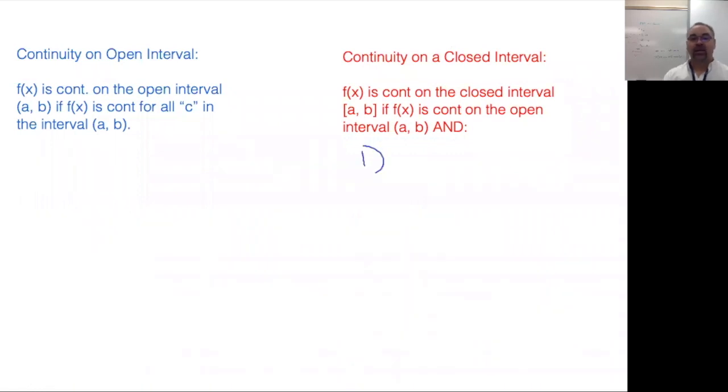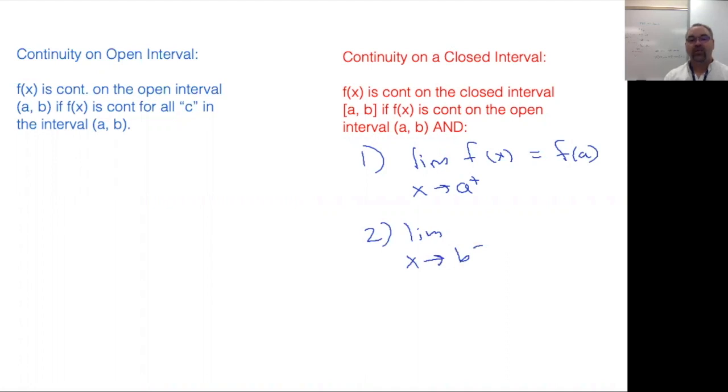at a, the limit as x approaches a from the right is equal to f of a, and the limit as x approaches b from the left of f of x is equal to f of b. Inherent in there is an implication that f of b and f of a are both defined. So this brought us to the idea of the one-sided limit, and this was the first time we saw it.